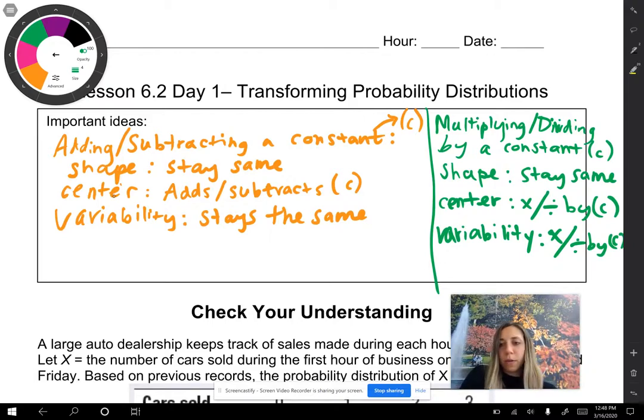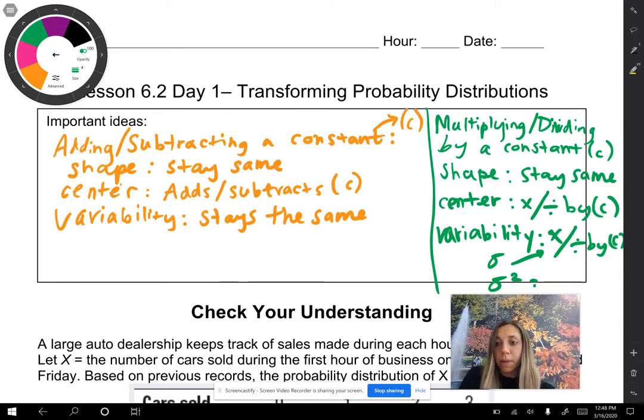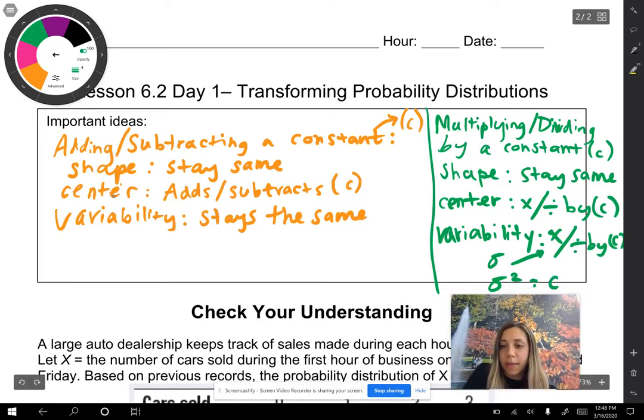Keep in mind, this would be standard deviation. If you're talking about variance, then you would have to alter that variability factor by the square, because variance is in fact squared standard deviation. So that would be your constant squared times your variance.